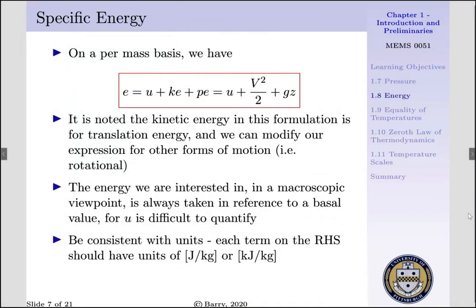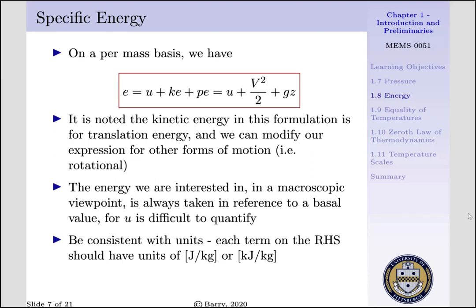Now, specific energy is just our energy on a per mass basis, and we represent this with a lowercase e. Our specific energy is equal to our specific internal energy, which is represented by lowercase u, plus our specific kinetic energy, which is represented by lowercase ke, plus our specific potential energy, which is represented by pe. And this would be equal to u plus v squared per 2 plus gz. Notice how there is no mass dependence.